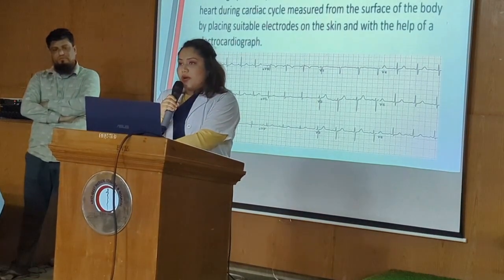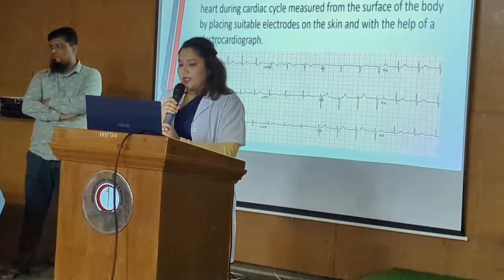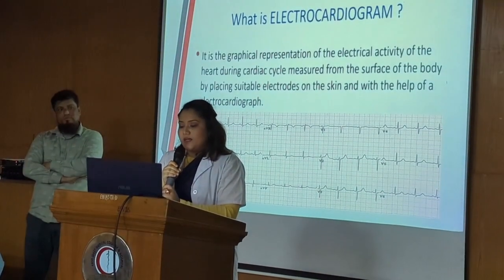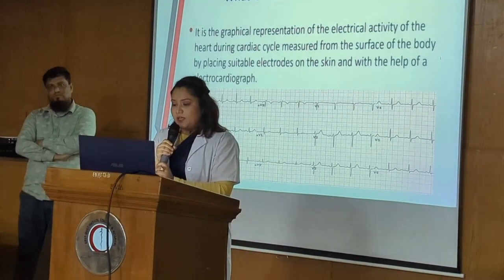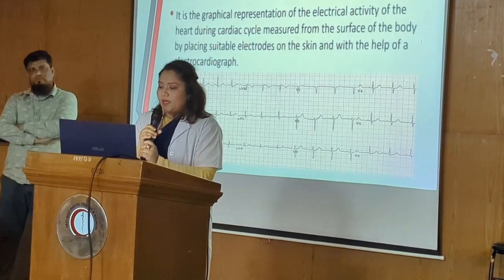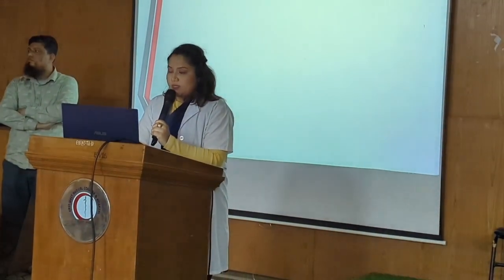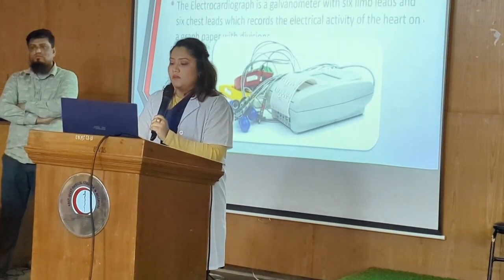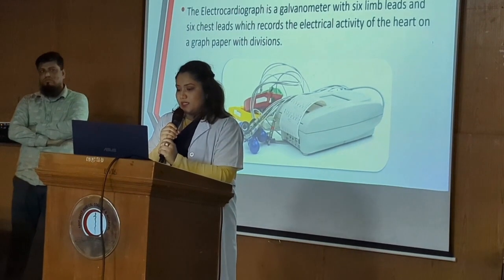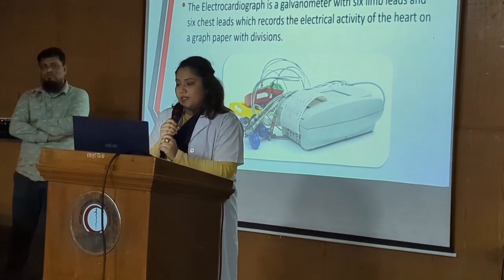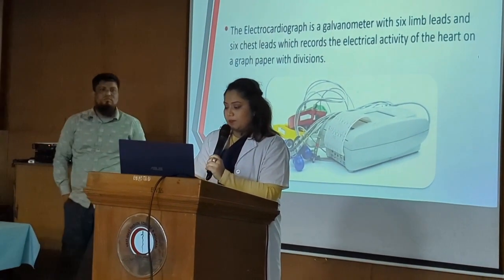Now, what is electrocardiogram or ECG? It is the graphical representation of the electrical activity of heart during cardiac muscle activity, measured from the surface of the body by placing suitable electrodes on the skin and with the help of an electrocardiograph. Now comes the question, what is an electrocardiograph? It is a galvanometer with 6 limb leads and 6 chest leads, which records the electrical activity of the heart on a graph paper with divisions.